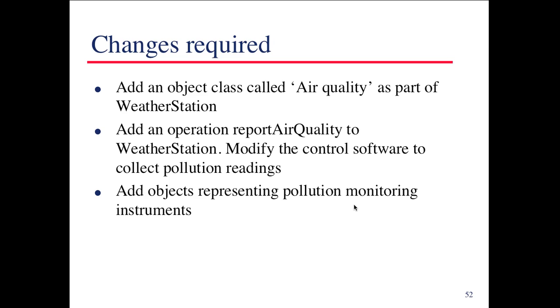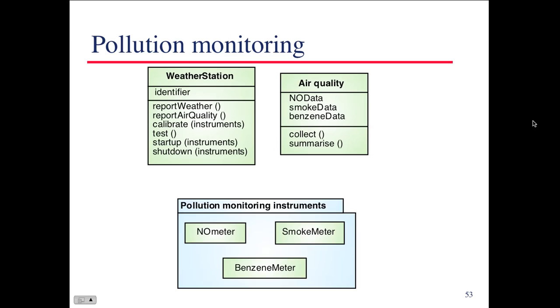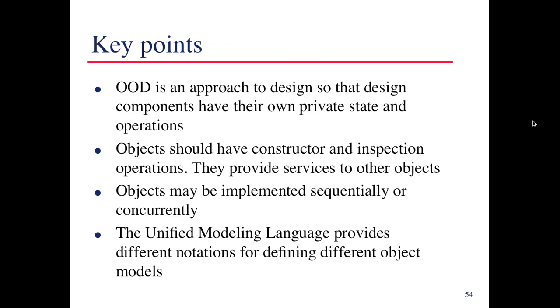So adding an operation to report the air quality, adding other methods to it, adding objects representing pollution monitoring that might come in. And here's an example of some of these methods that can be added to it. Normally what we would do is we would provide separate architectural design, separate diagramming to represent some of the additions or changes that we're not going to put in.